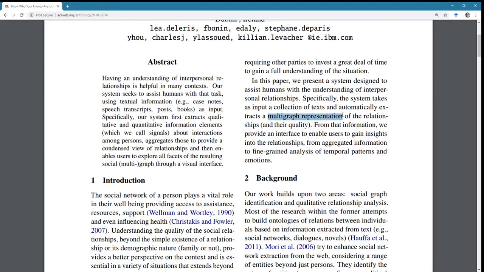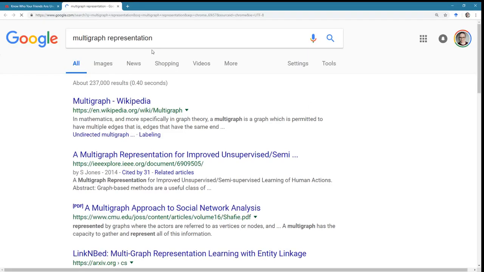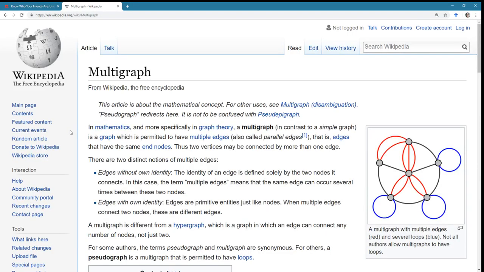And I'm not entirely sure what a multi-graph representation is, so I'm going to Google that. "A multi-graph is a graph which is permitted to have multiple edges, also called parallel edges. That is, edges that have the same end nodes." Okay. Yeah, I do actually know what a multi-graph is. So this would be like, to use the husband and me example, we're married, so obviously that's an edge, but also we were in the same club in college, so that's an edge. And all the ways that we have a relationship would be another edge.